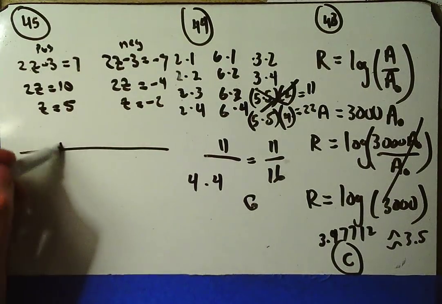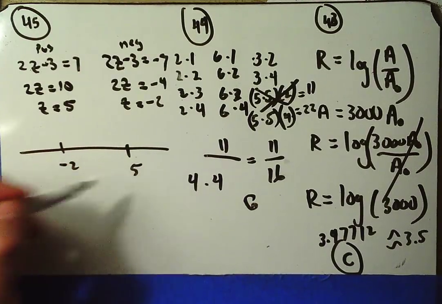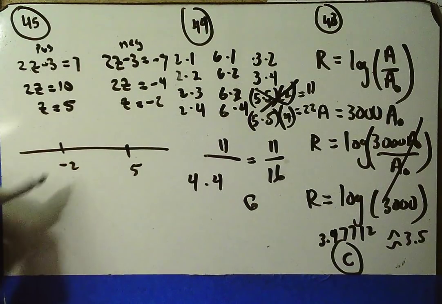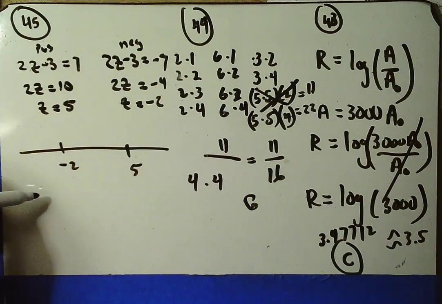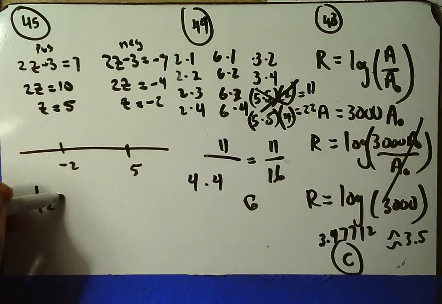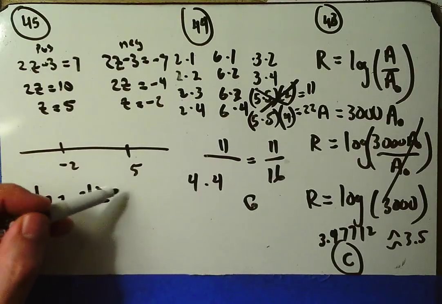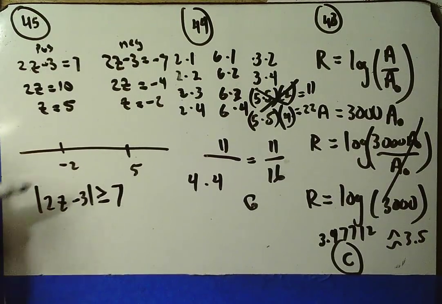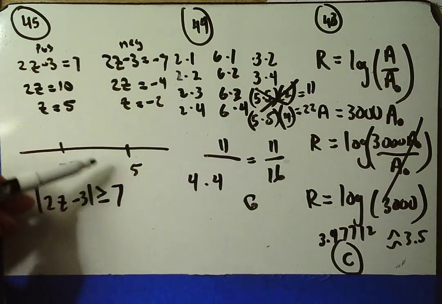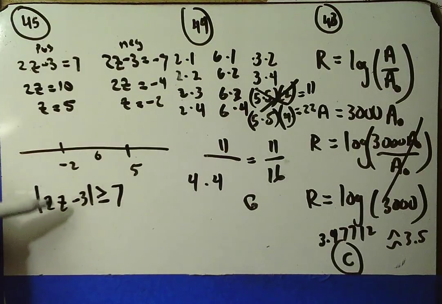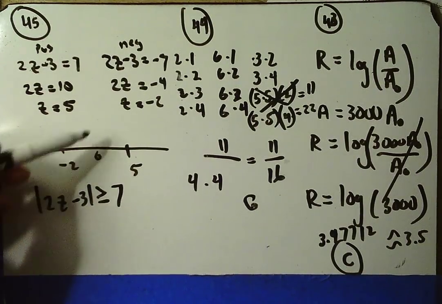Now these are my critical numbers, and I want to test the intervals in the original inequality. Remember the original inequality, absolute value of 2z minus 3 is greater than or equal to 7. So if I plug in a number in between negative 2 and 5, like 0, 2 times 0 is 0, minus 3 is negative 3. The absolute value of negative 3 is 3. Is that greater than or equal to 7?